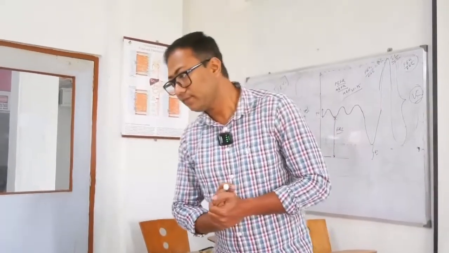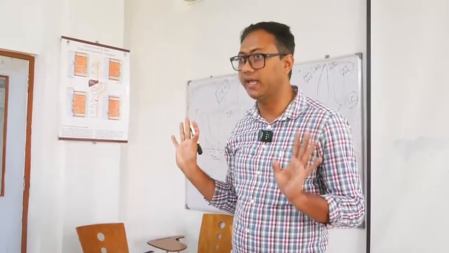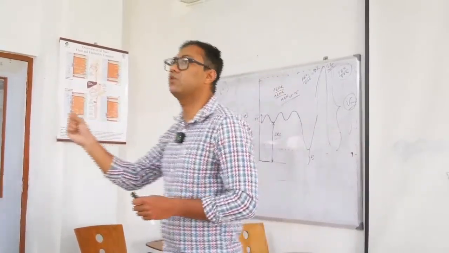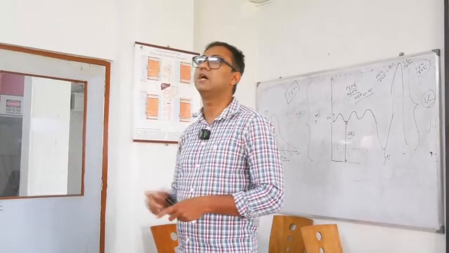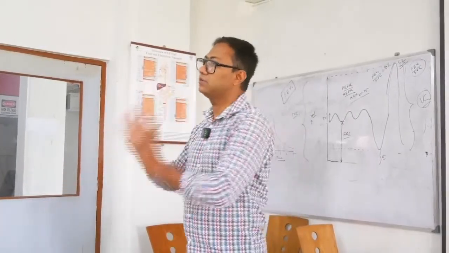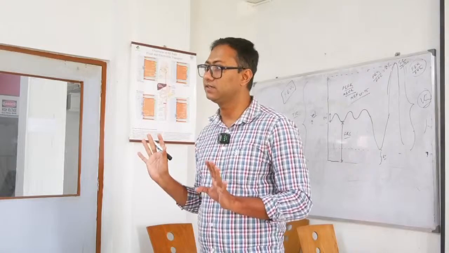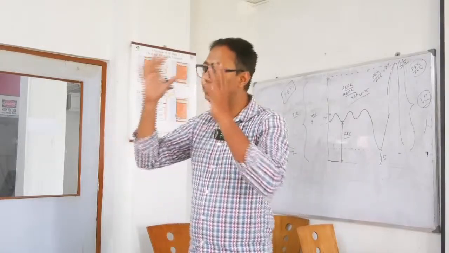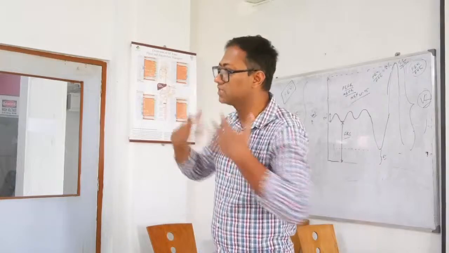Now, obstruction means there is some obstruction in the airway. Either the airway is narrowed, or there is hypersecretion within the respiratory tract, or there may be a foreign body. So basically there is obstruction, and that is why there is respiratory distress, right? So the basic point is obstruction anywhere in the respiratory tract.